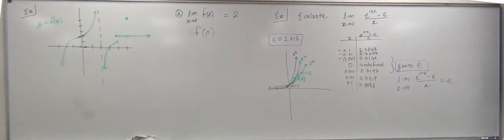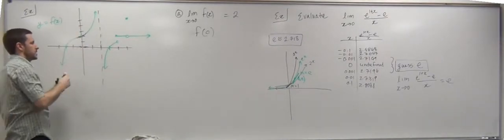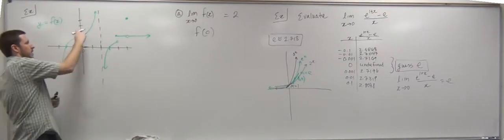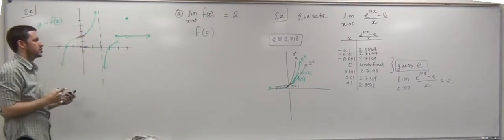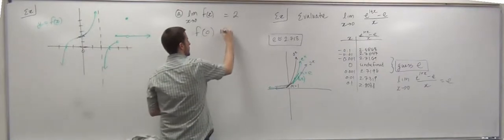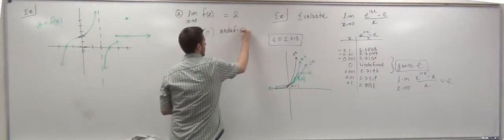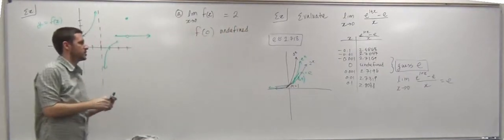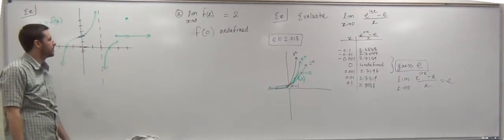Undefined. F of 0 is undefined. Why? A hole. There's nothing there. I didn't fill in the hole. If I go to 0 on my x, and I look up at my graph, there's no point there, so it's undefined, or does not exist, or something to that effect.